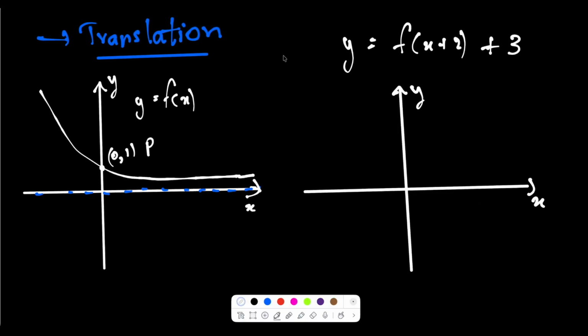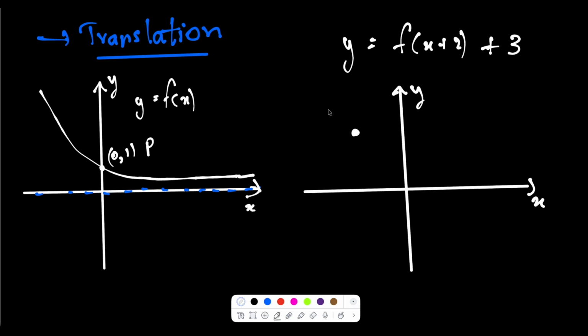Let's take a look at this example. Here we have to translate the x values by minus 2 and the y values by plus 3. Let's take a look at the x values first. Here point P is (0, 1). The x value 0 will shift to the left by minus 2. That will be around here. And the y value, which is 1, will get added to plus 3. That will be 4. The final coordinate will be (minus 2, 4).